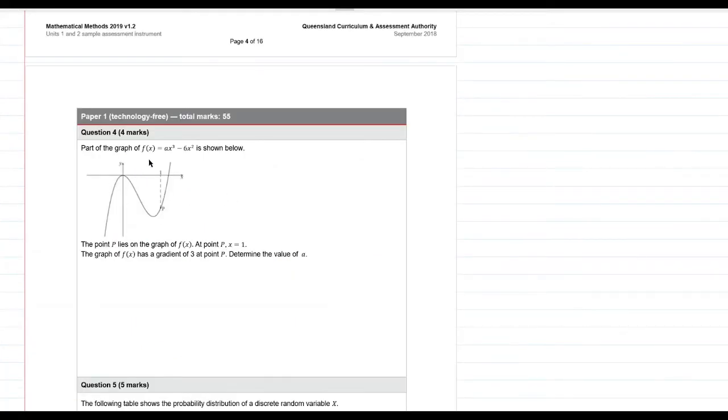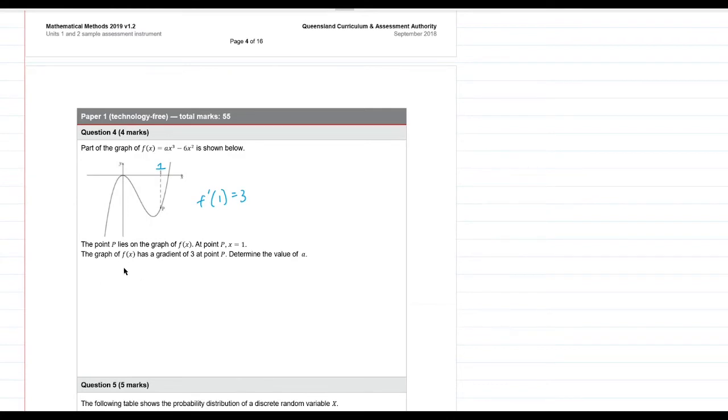Question 4. Part of the graph of f of x equals ax cubed minus 6x squared is shown below. The point P lies on the graph of f of x. At point P, x equals 1. The graph of f of x has a gradient of 3 at point P. Determine the value of a.